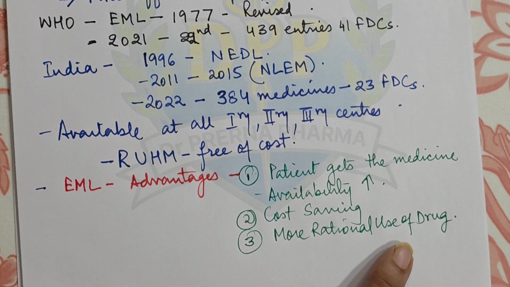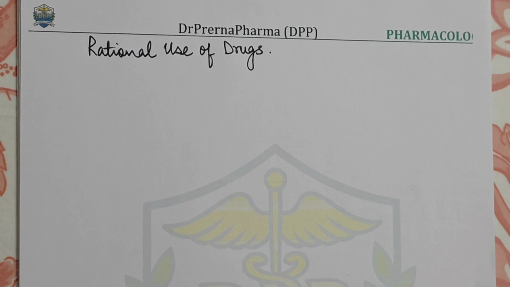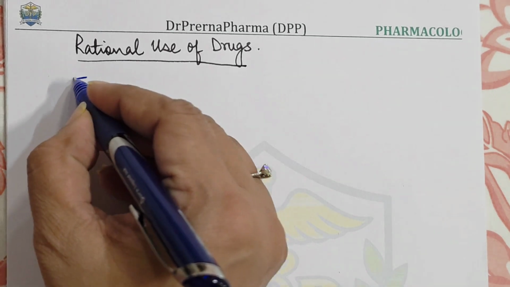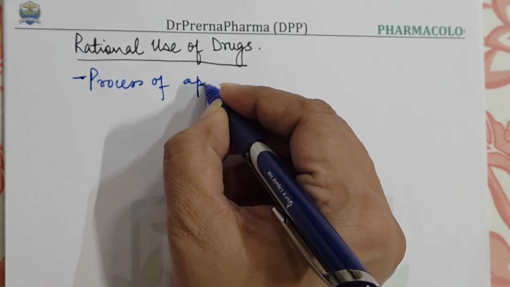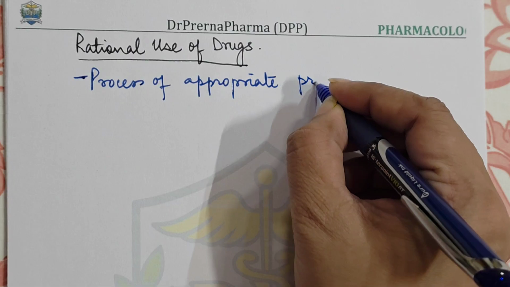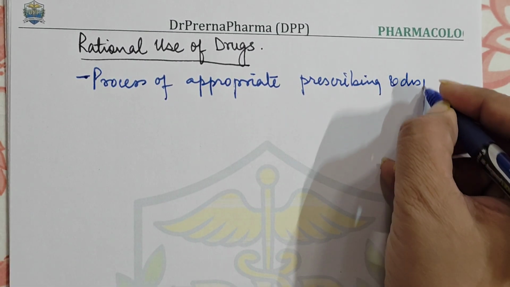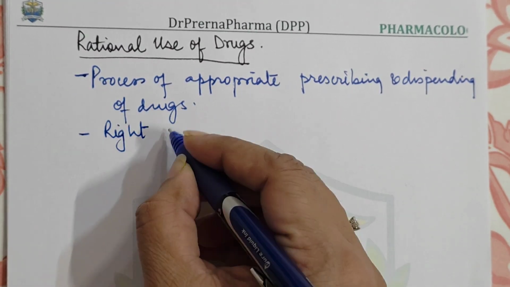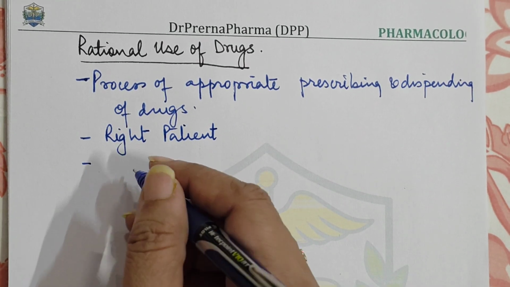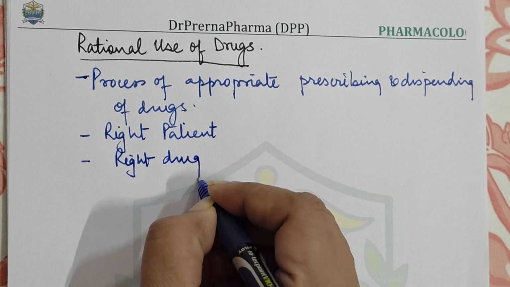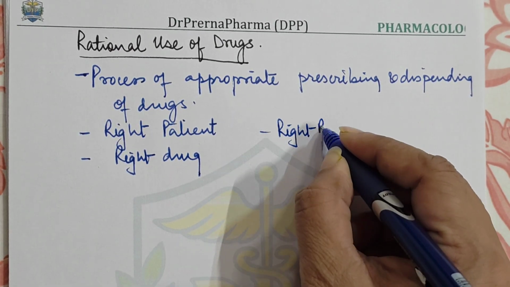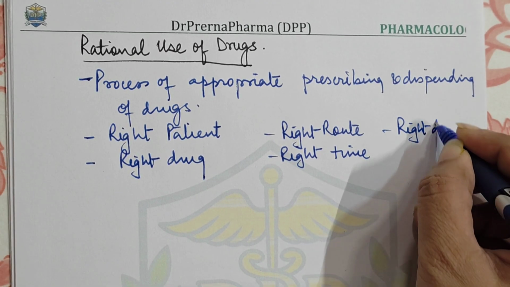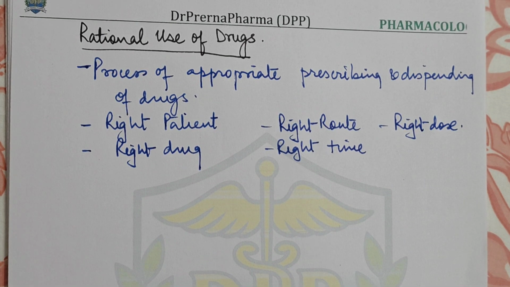Now from this rational use of drugs, let's come to the second concept that we have to study. Let's come to the concept of rational use of drugs. Rational use of drugs is basically defined as the process of appropriate prescribing and dispensing of drugs, right? Now there are many rights here. So this is done for the right patient. The patient should be given the right drug, right route, right time, and in the right dose. When you fulfill all these rights, then it is called rational use of drugs.